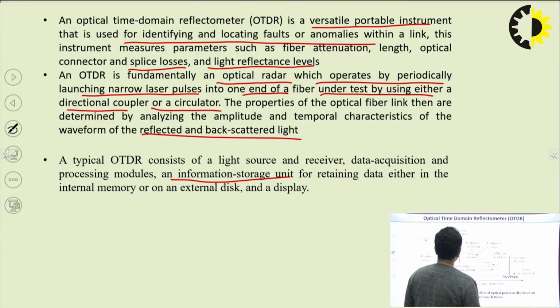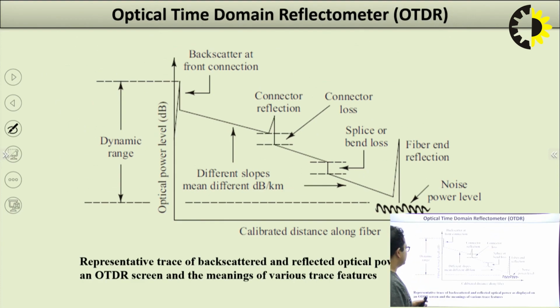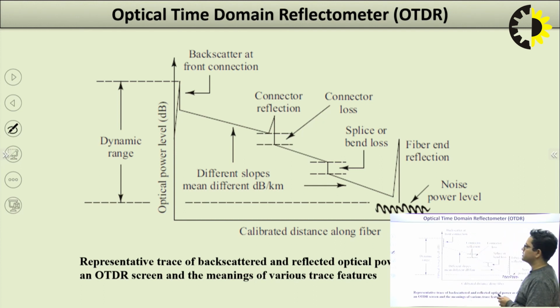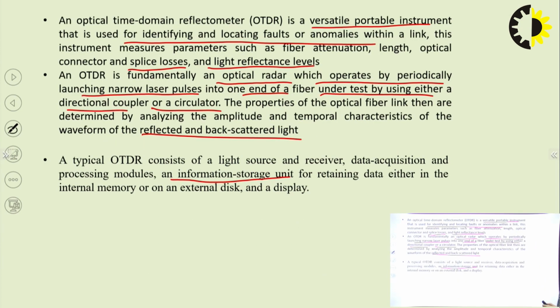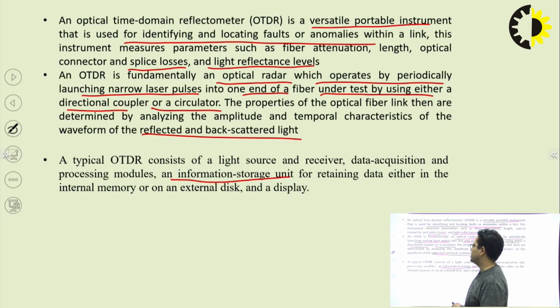Next, this figure shows the trace of the backscattered and reflected optical power on the screen of the OTDR, and we will see the meanings of the various traces and features in the subsequent slides. What is the meaning of dynamic range, what are the spikes that occur, the backscatter at the front connection, the connector losses, fiber and reflections, noise and power levels. We will see them in the coming slides.